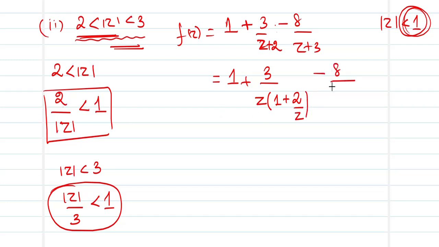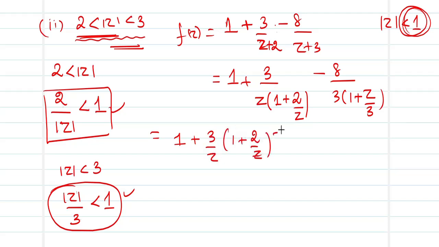I have -8. I need z by 3. So how will I get z by 3? I will have to pick 3 outside. So I will have 1 plus z divided by 3. So I have the required format now. I can expand this as a series by taking the quantity to the numerator as 1 plus 2 by z the whole power -1, and -8 by 3 times 1 plus z by 3 the whole power -1.